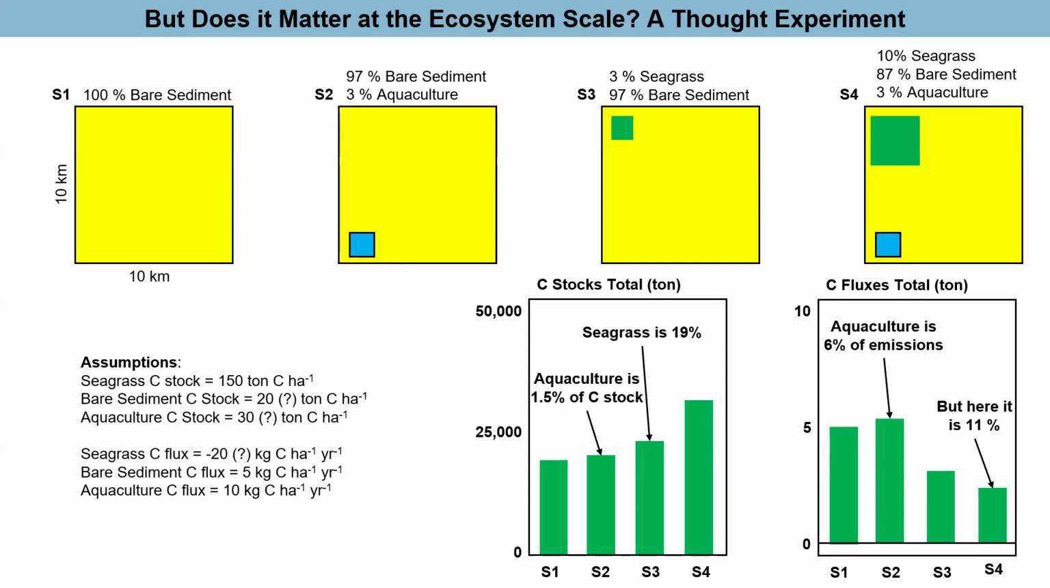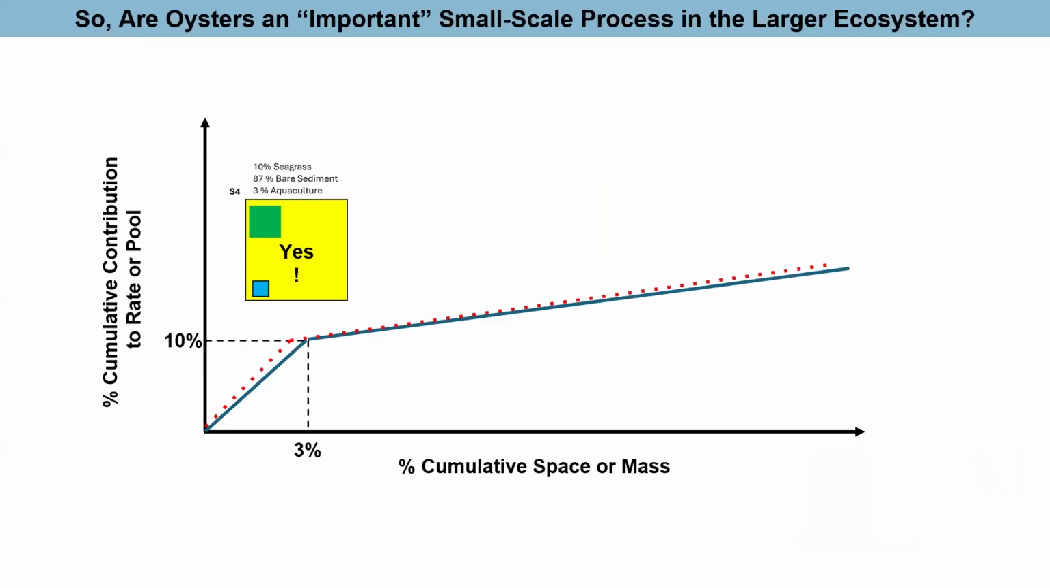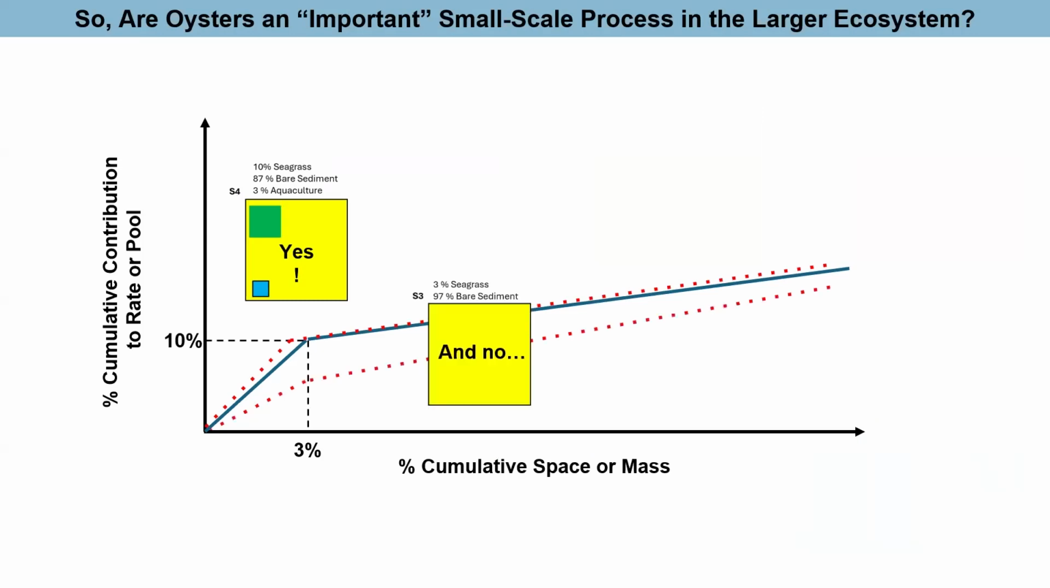But then if we go over here to scenario 4, this is where we start getting into this tricky space, where we're trying to think about what small scale processes we should care about. Here, our oyster flux is 11% of this system-wide budget, right? So if we think about this in the context of being 3% or less of the system, but making 10% or more of the process, oysters do matter. But then in a different context, they don't, right? And so this brings up this interesting question that we can start to think about when we're trying to decide what small scale processes to include in models.